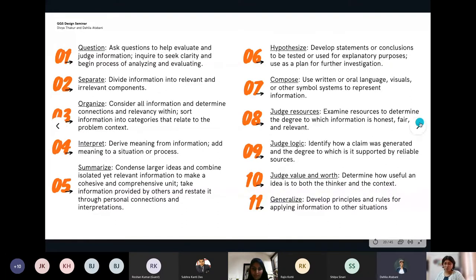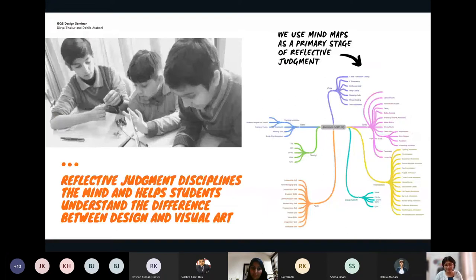So true, Dahlia. Even I go with it. Yes, even I do agree with what you said. Absolutely. Yeah. Let's move on.